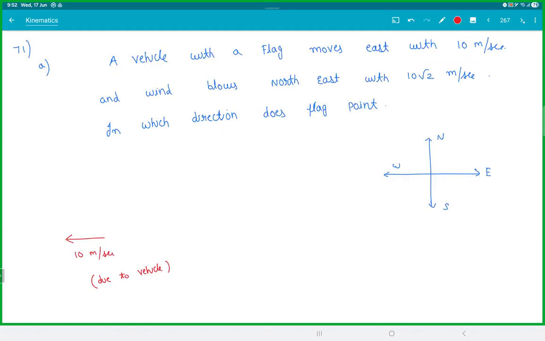How is the wind blowing? 10 root 2 towards northeast. So you will go with the wind. This is due to wind. Yeah, done. That's it. So just add them vectorially. This would be 10, and this would be 10, and this would be 10, and you can see the horizontal components cancel out. So what's left is this 10 meters per second. So the answer is north. The flag will be pointing towards north. Easy?